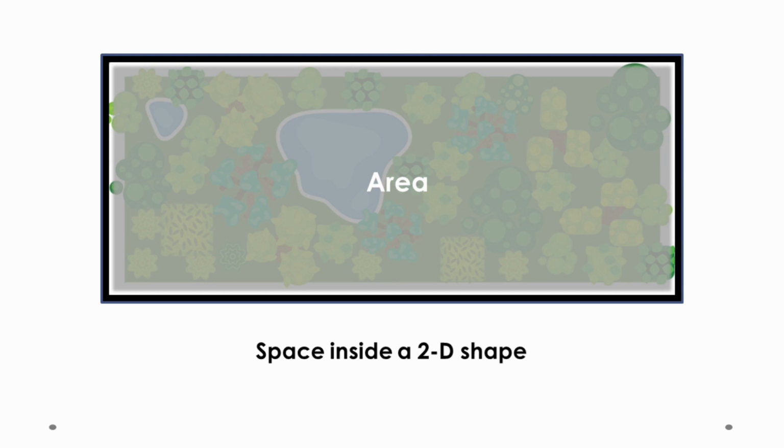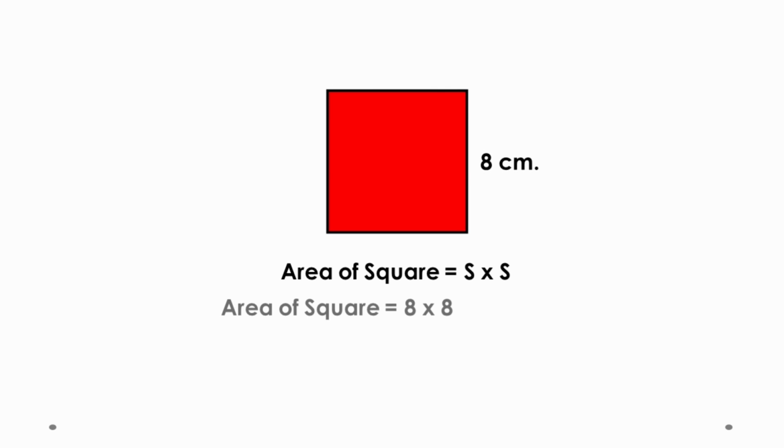As in case of perimeter, there are formulas to find out area also. Area of a square is side multiplied by side. If the side of the square is 8 centimeter, then its area would be 8 multiplied by 8, that is 64 square centimeter.